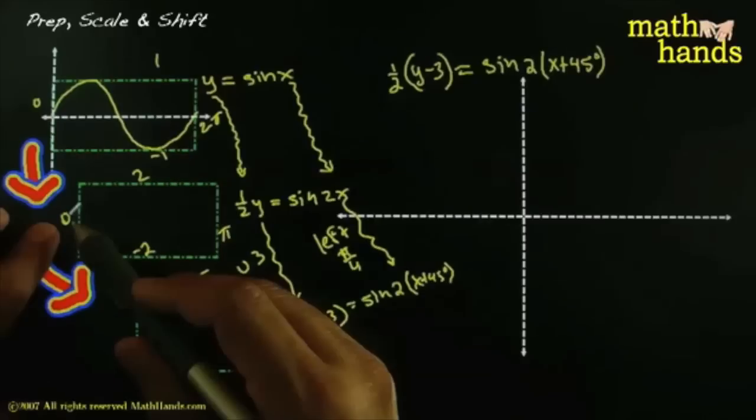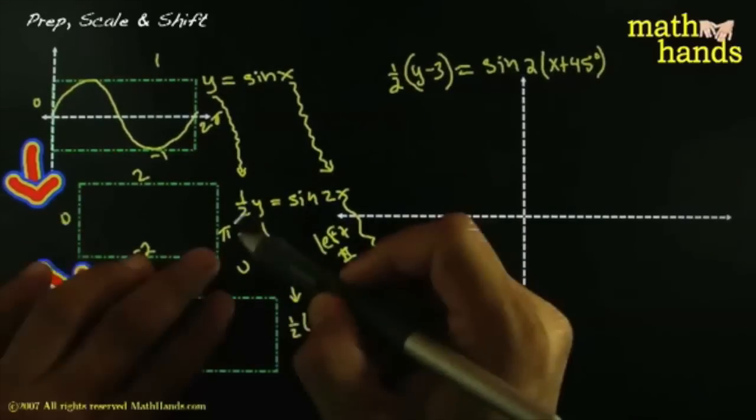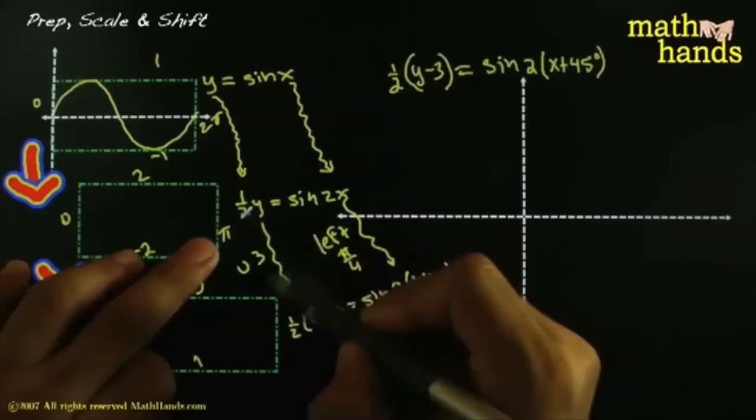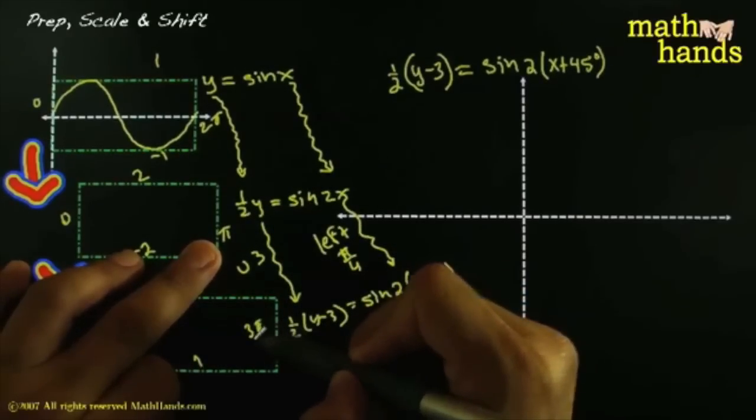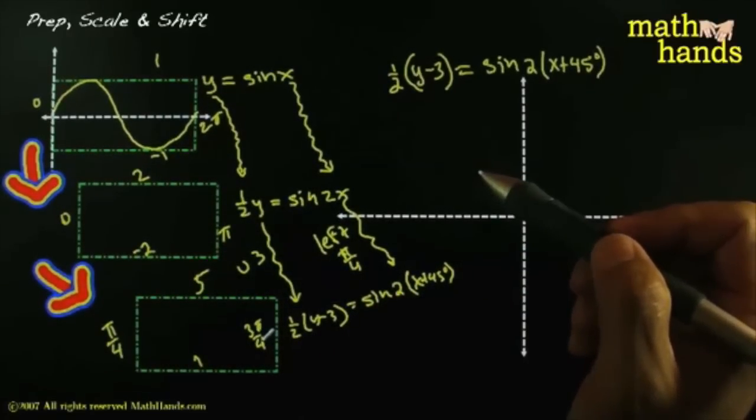Alright, let's do the pi's now. Left pi over 4. So if I've got 0 and I go left pi over 4, well, that would put me at pi over 4. If I've got pi and I go left pi over 4, that will give me 3 pi over 4. You agree? I know you do.